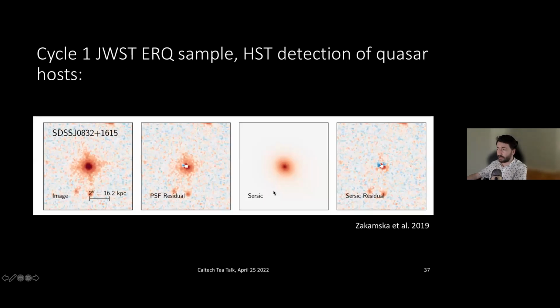We know that some of them are already spatially resolved. This is from Nadia's work from 2019, looking with Hubble, and we're actually able to resolve the quasar host galaxies in stellar continuum. And so we're excited to do this now with JWST.